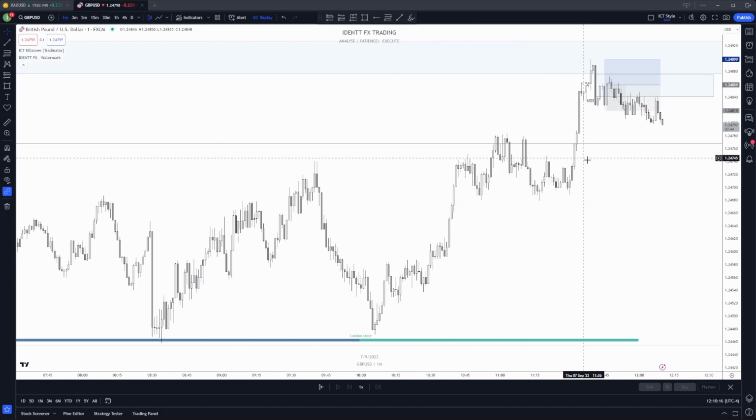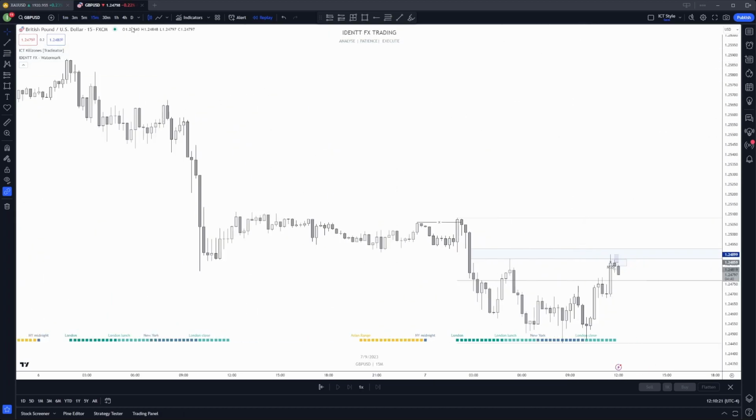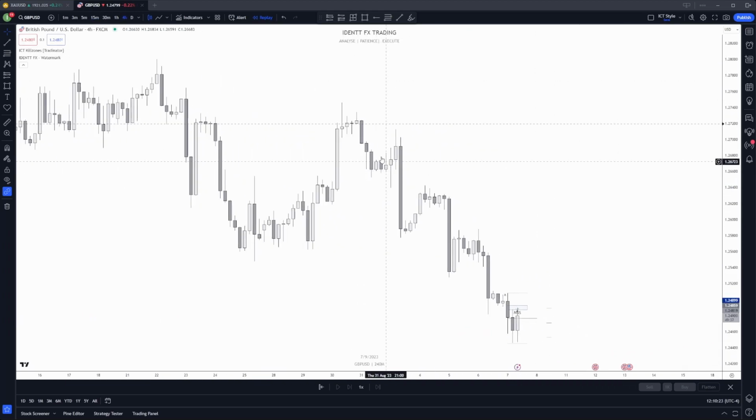Now, oftentimes when looking at the charts, you might not directly see a sweep, right? So if you look to the 4 hour, for example, this might look like really clean price action.